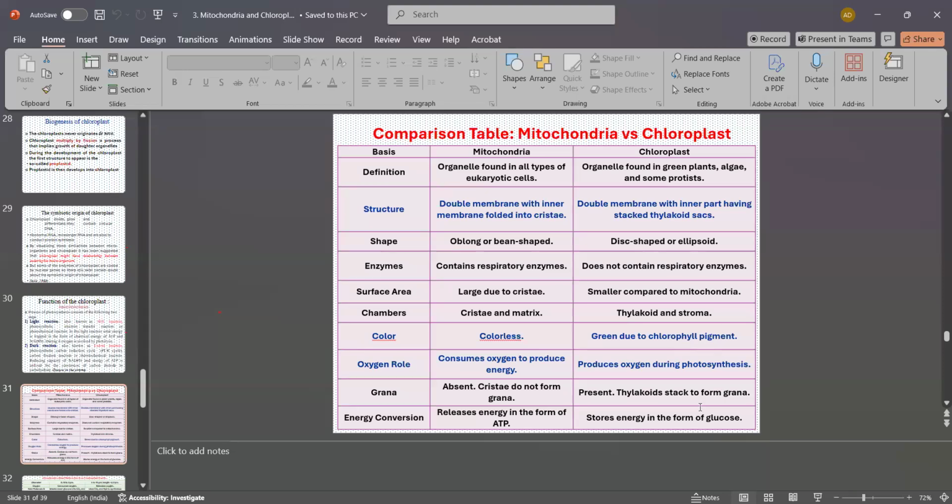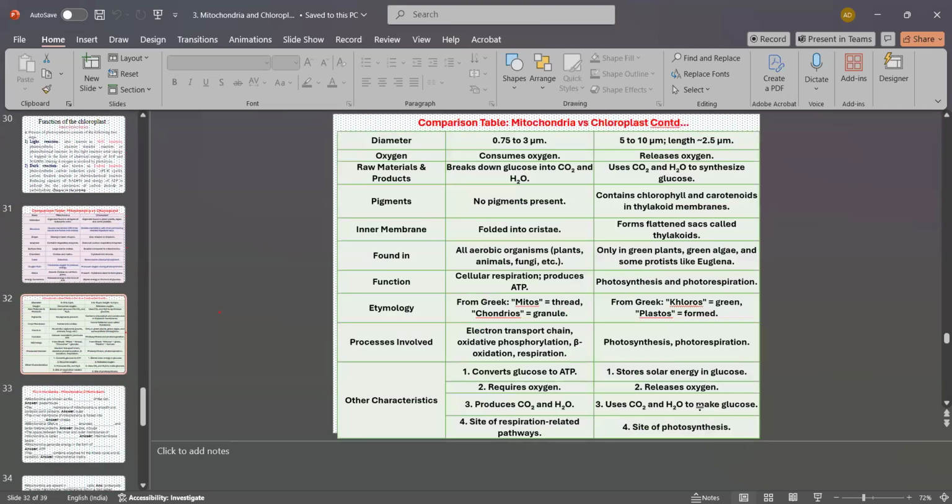Oxygen role: mitochondria consume oxygen to produce energy. Chloroplast produces oxygen during photosynthesis. Grana: absent in mitochondria, cristae do not form grana. Chloroplast has thylakoid stacks to form grana. Then energy conservation: mitochondria release energy in the form of ATP; chloroplast stores energy in the form of glucose. This is also important. Then next one, the diameter: 0.75 to 3 micrometers for mitochondria. Then chloroplast, 5 to 10 micrometers in length. Mitochondria consume oxygen, then chloroplast releases oxygen.